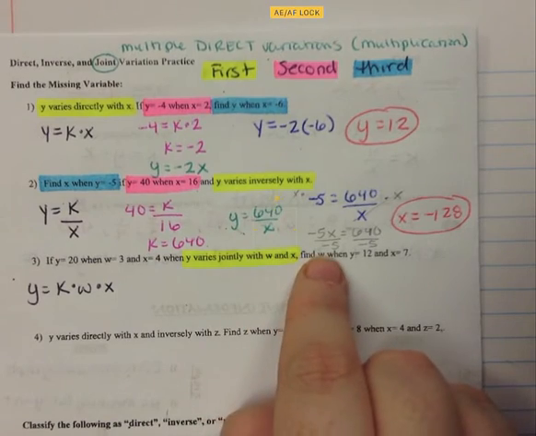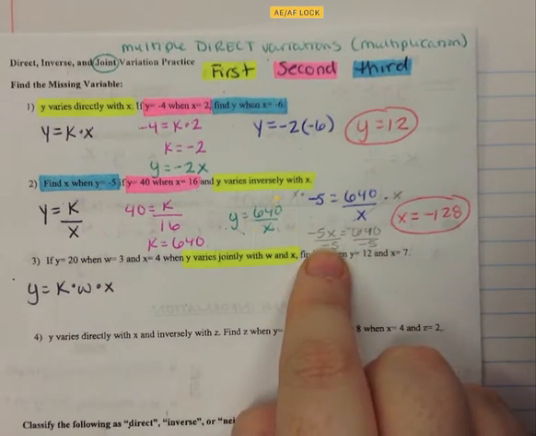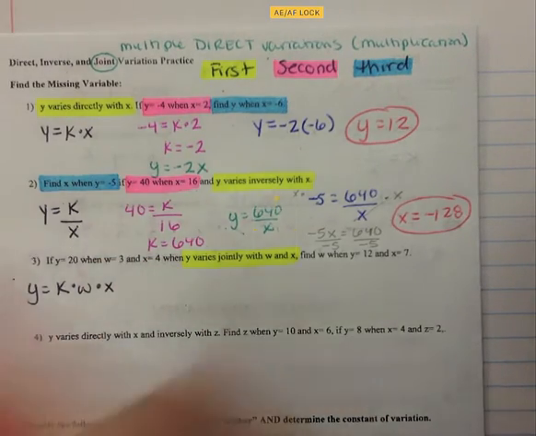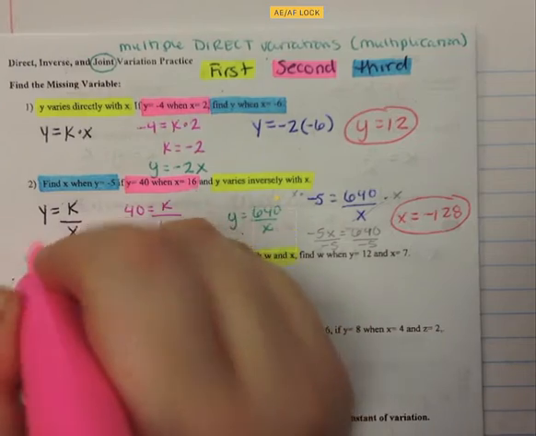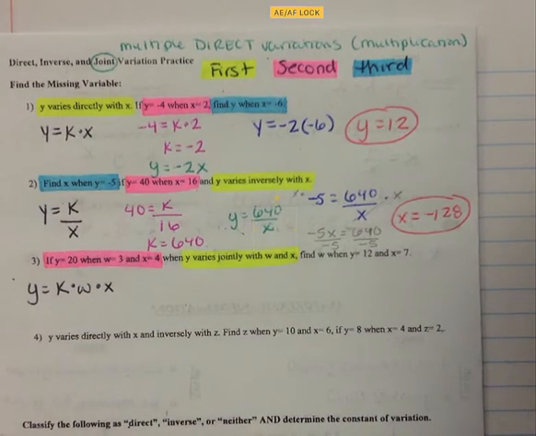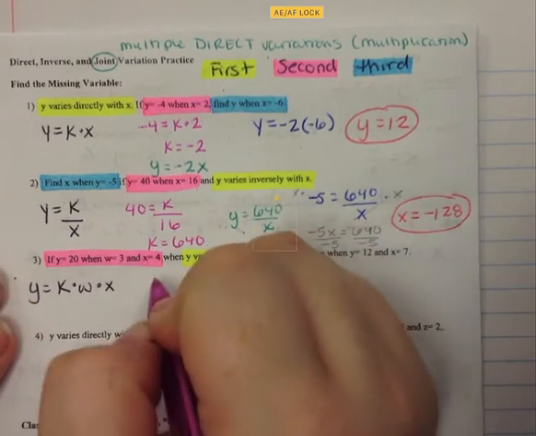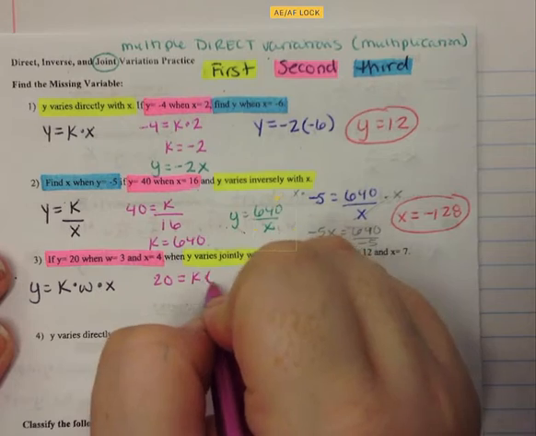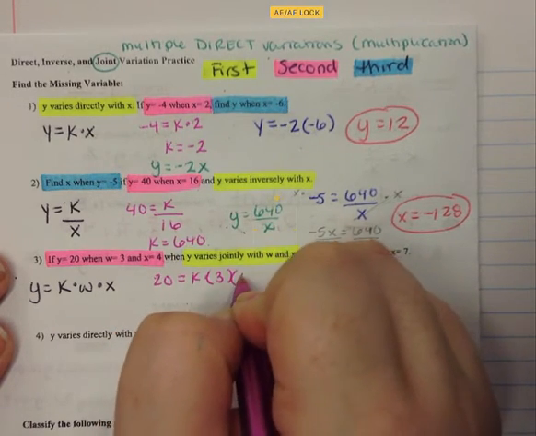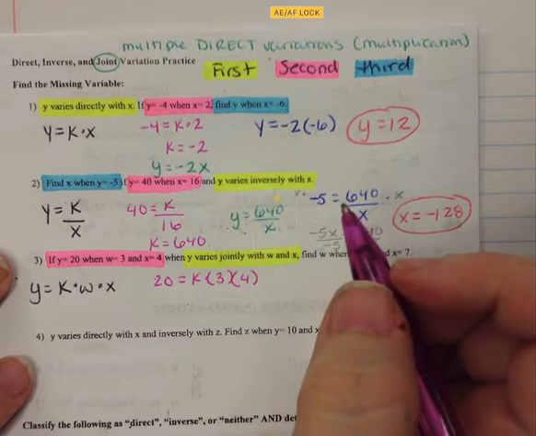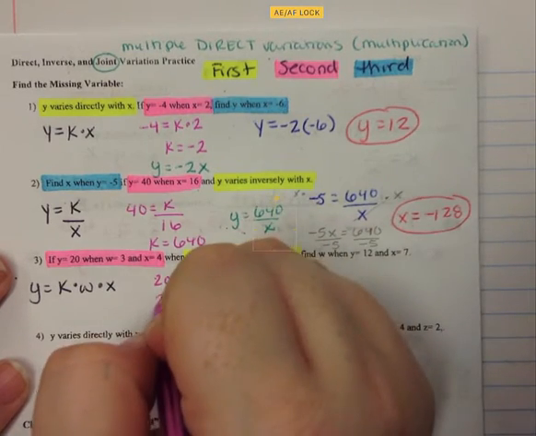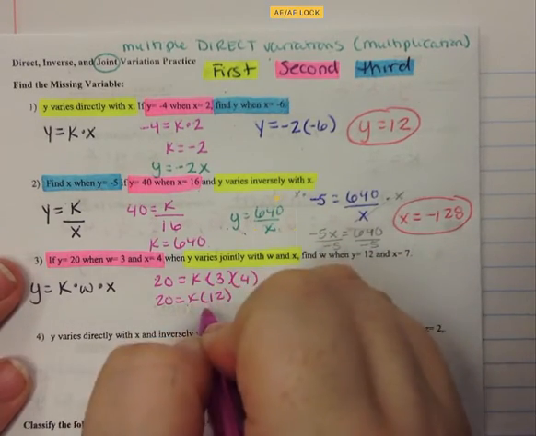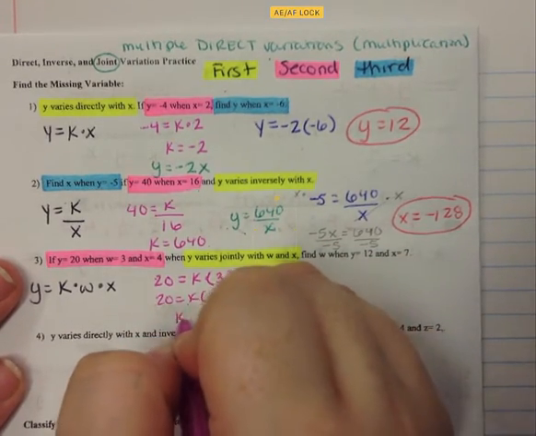This one says find w. We don't have all 3 letters, so we don't want to use that one yet. We want to use all 3 letters. So that's our second spot. So we plug them in. The y is 20 equals k times w is 3, and then x is 4. So we end up getting 20 equals k times 12. So then if we divide by 12 on both sides, we get a fraction, k will equal 5 over 3.